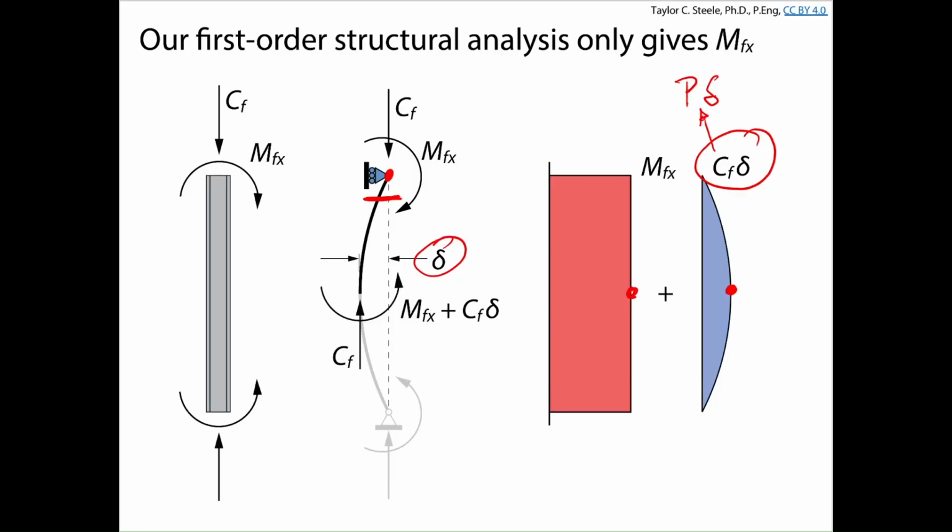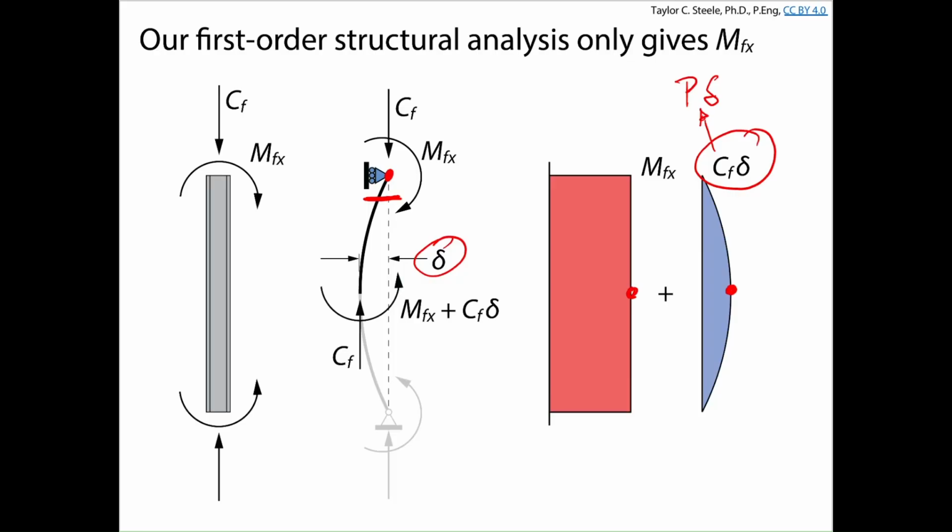Does anyone have any questions about this concept? I'm waving my hands a little bit, but from a mechanics perspective, I hope it's clear. We've got a displacement that causes additional bending under the presence of the axial force. Are there any questions about that before we continue? We have to consider this additional bending somehow.